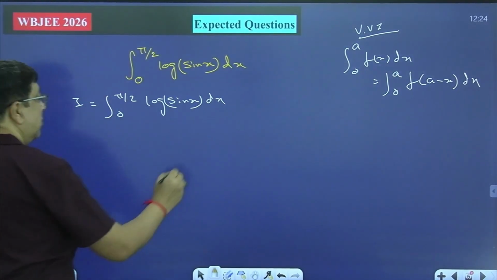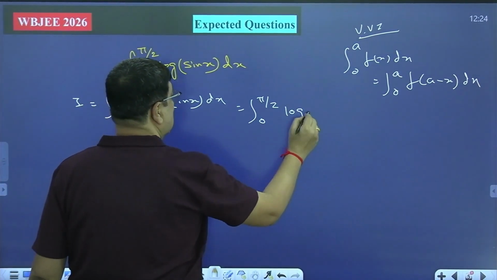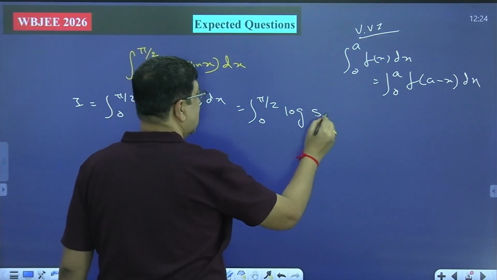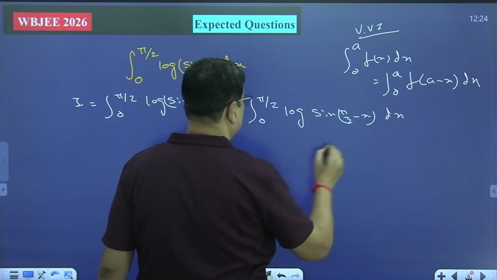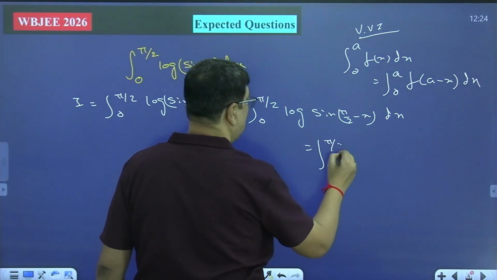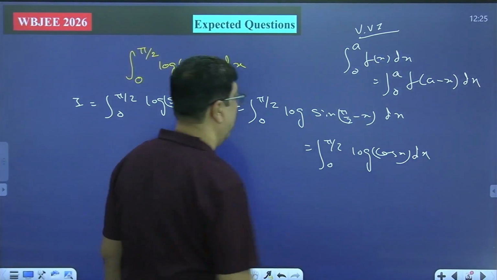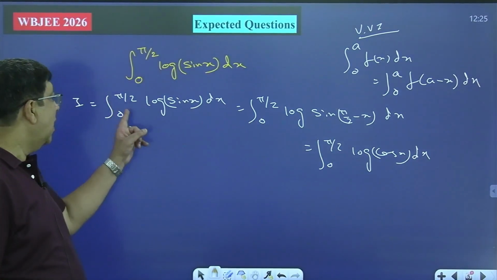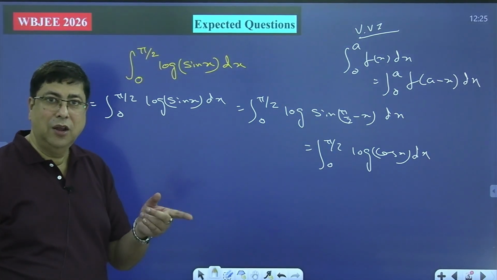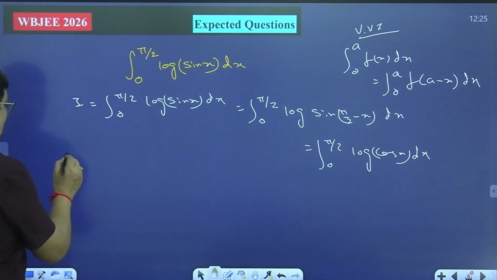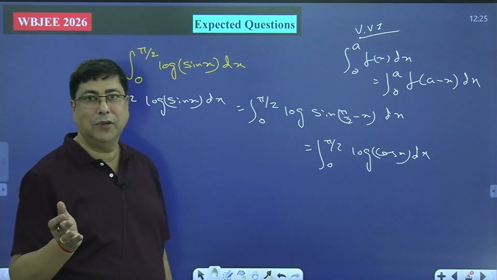So what we'll do here is integral 0 to pi by 2 log of sin (pi by 2 minus x), and sin (pi by 2 minus x) is cos x. So integral 0 to pi by 2 log of cos x. So I equals integral of log of sin x, and I equals integral of log of cos x. So I plus I, 2I, if we add, and we know that log m plus log n equals log mn, that is the property of log.